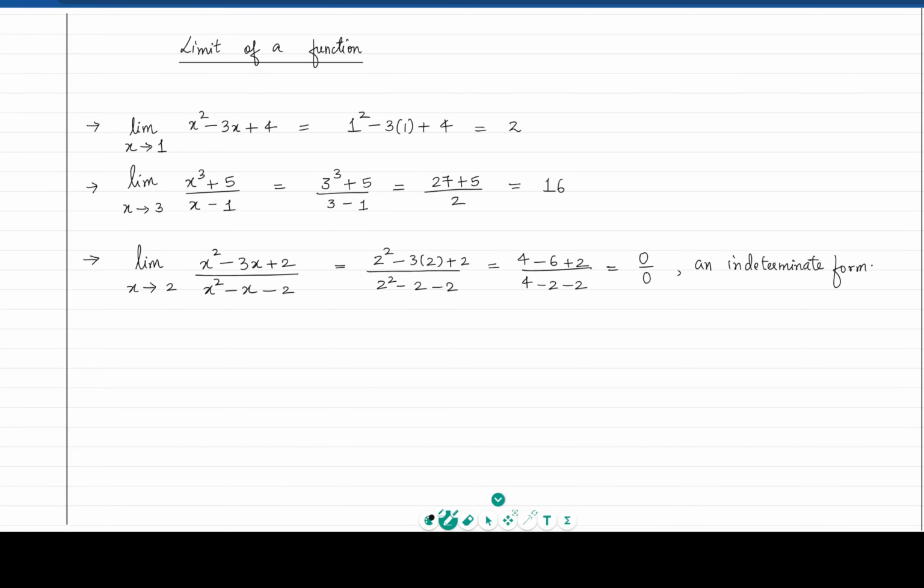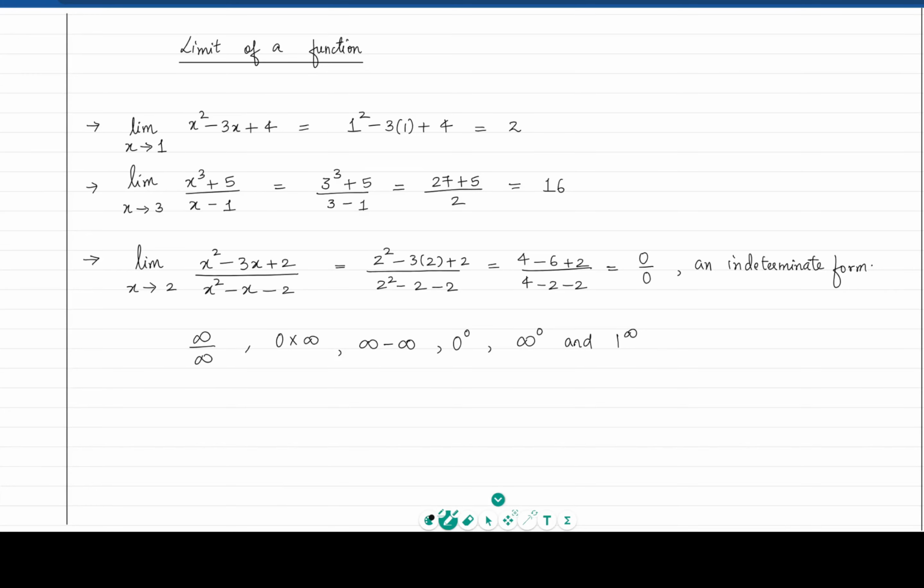So when we apply limits by substitution, we may get forms like this. There are some other indeterminate forms as well, like infinity by infinity, 0 times infinity, infinity minus infinity, 0 to the power 0, infinity to the power 0, and 1 to the power infinity. These are some of the common indeterminate forms which you get when you try to substitute the value for x. Now in such cases, what do you have to do? You have to proceed further in a different manner.